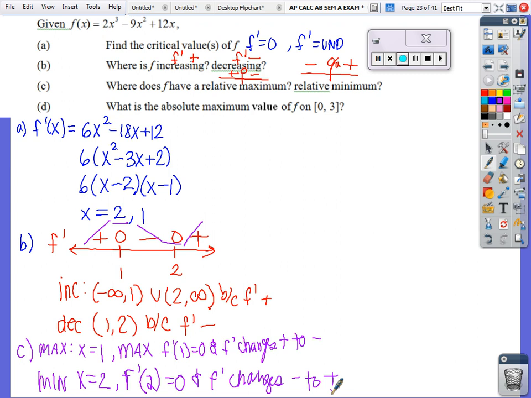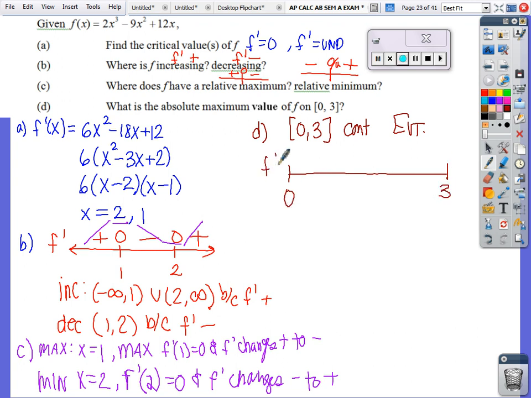All right, so part D. Part D is a little bit different just because now they're asking you to do this on a closed interval from 0 to 3. Well, now we know that the function is continuous because it's polynomial and it's closed, therefore EVT holds, which tells me that yes, I will have an absolute max and an absolute min. So I'm going to go from 0 to 3 using my sign chart. I'm going to use the same values 1 and 2. They both work from 0 to 3, and then copy in my sign chart.